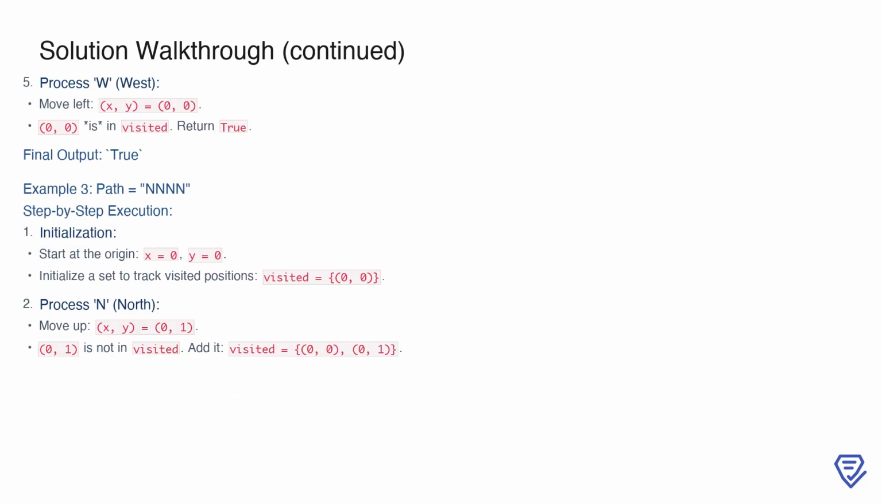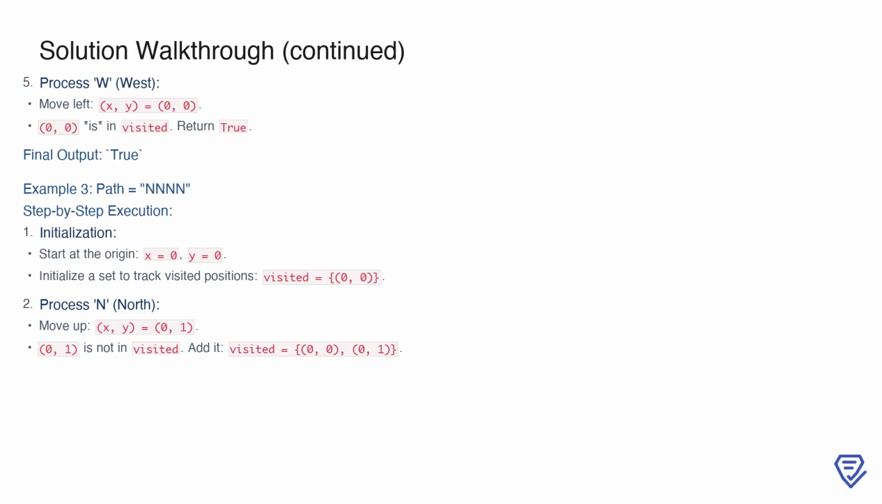Next, we process W, west, which moves us left to the position (0, 0). However, this position is already in the visited set, meaning we have revisited a position and the path crosses itself. As a result, we return true.